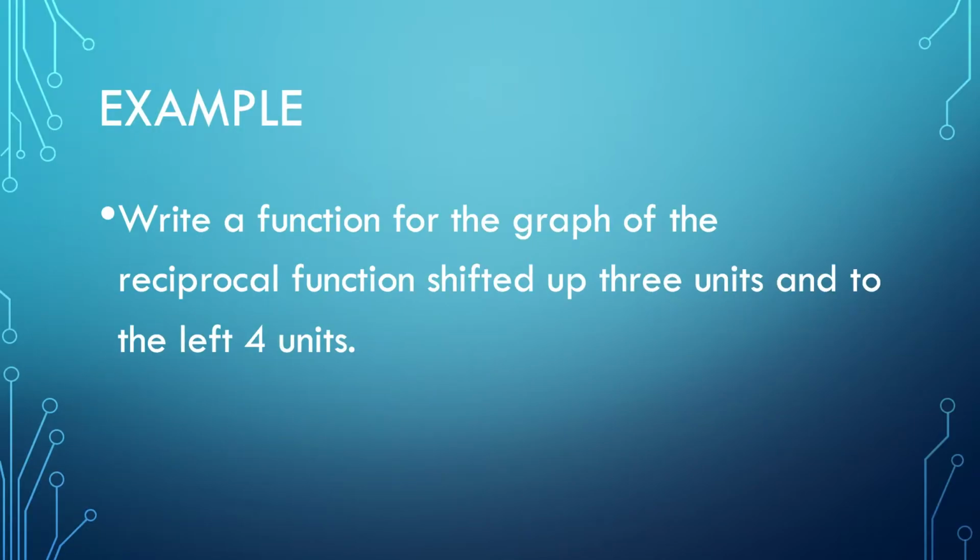The first type of example asks us to write a function for the graph of the reciprocal function, shifted up 3 units and to the left 4 units. So the first thing that I need to think about is whether I know what the reciprocal function looks like. If you remember from the last section, when we talked about the library of important functions, we wrote down that the reciprocal function was the function f of x is equal to 1 over x. So you need to be sure that you know that.